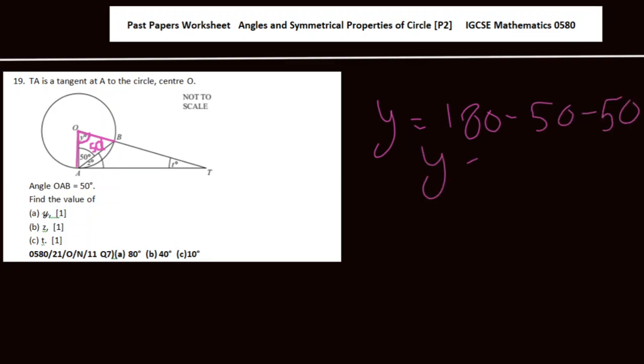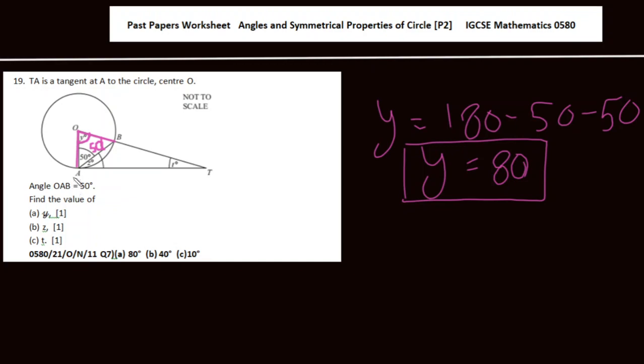Okay, now in this question we have to find y, z and t. So to find y, this and this, they're the radius, and radius are equal in length, so this is an isosceles triangle, so this is also 50. So y will be 180 minus 50 minus 50, which gives us 80. So y equals 80.